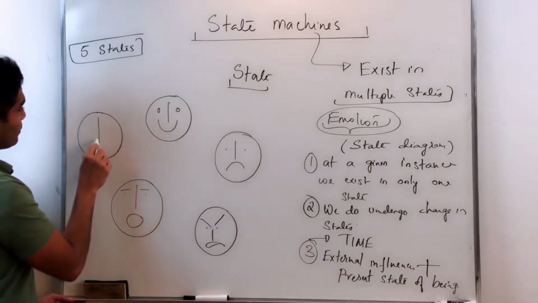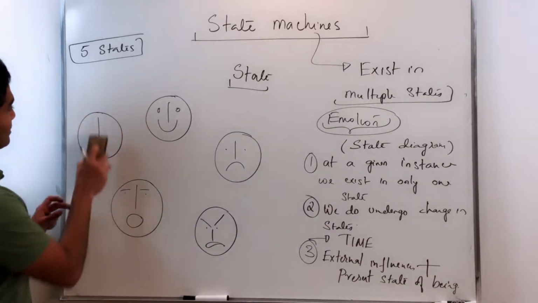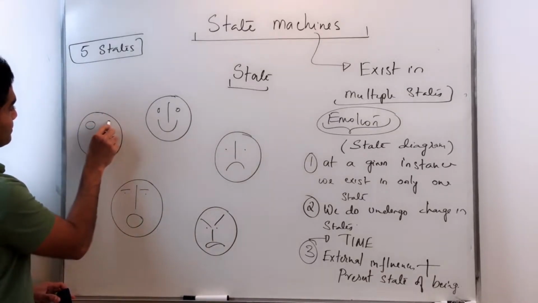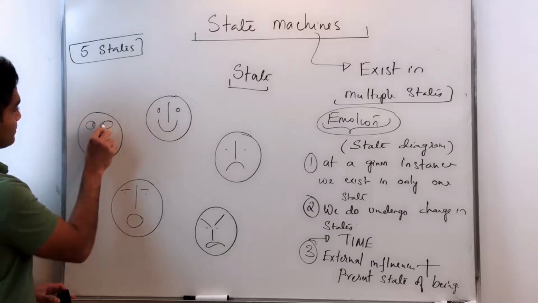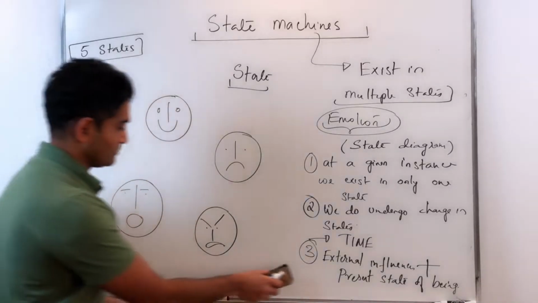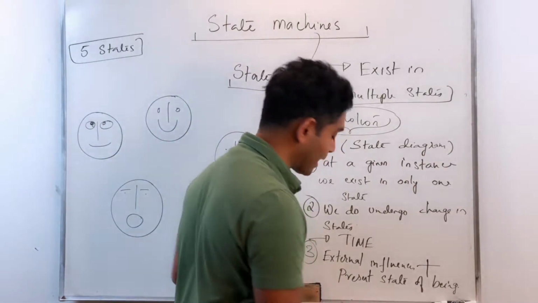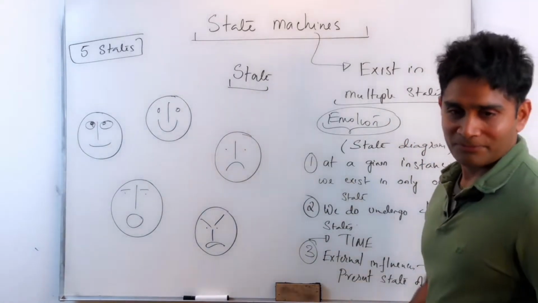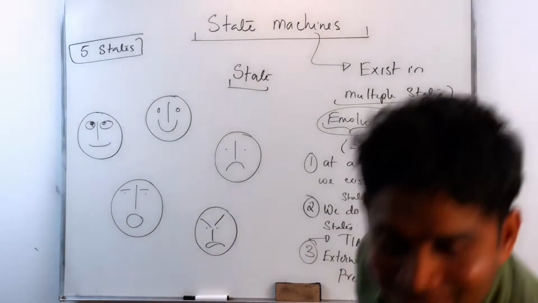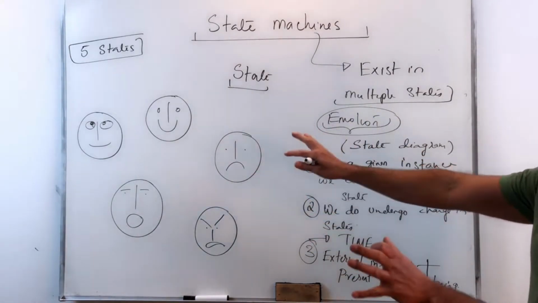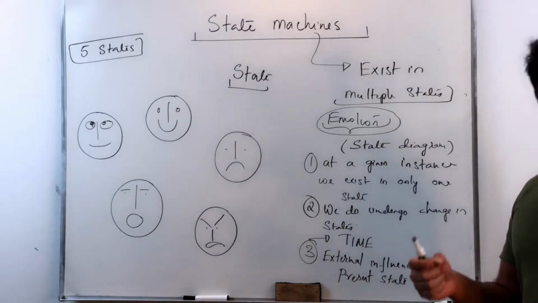I don't know how to draw calm. Let's see. All right. I hope that's representative of calmness. Okay. All right. So I have 5 states. I put down the information. Now I need to work with the state transitions.